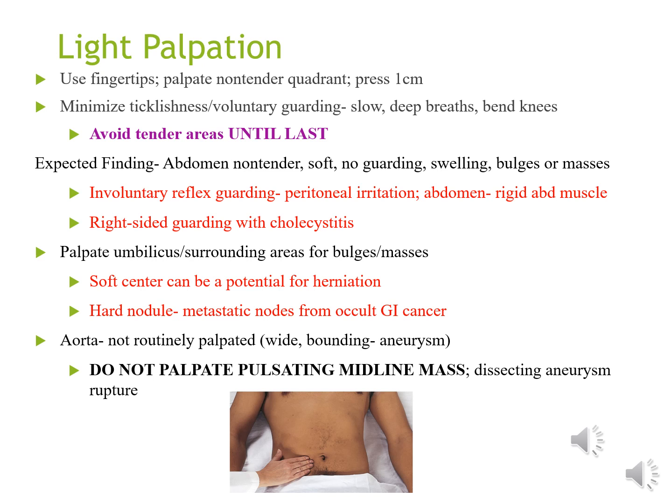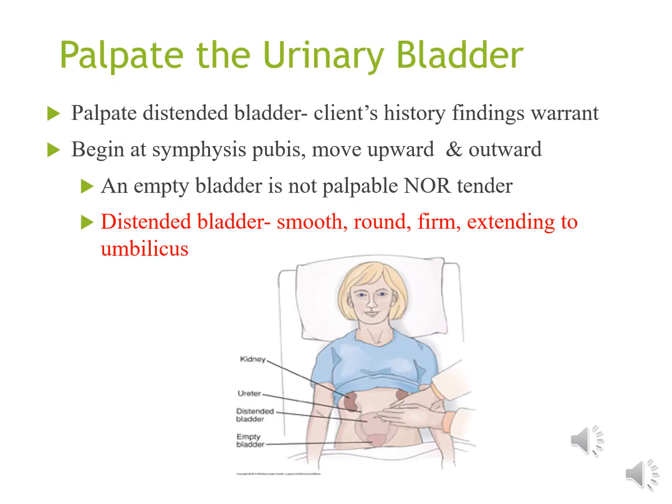If there's any hard nodules or metastatic nodes, we see that with cancer. Now, the aorta is not typically palpated, and if you see pulsations there, you will absolutely not palpate the aorta. Last, you're going to palpate the urinary bladder. So, if the bladder is distended, you want to make sure the patient has attempted to empty their bladder before you do this. You're going to begin at the symphysis pubis or down in the hypogastric region and move upward and outward.